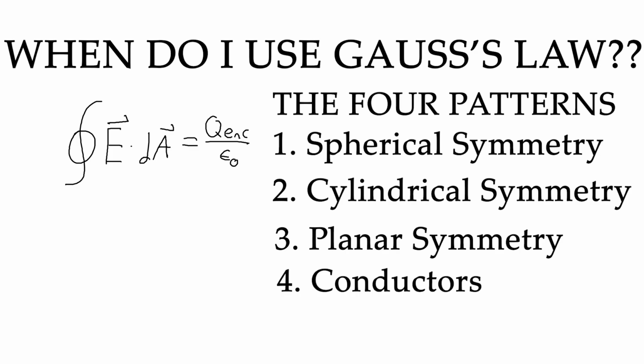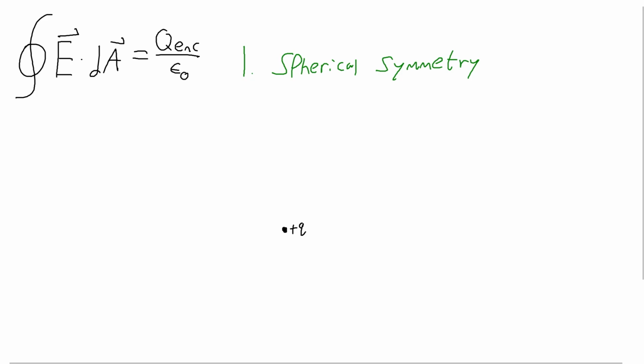Once you're able to recognize all of these four patterns and which one you should be using for your problem, almost all of Gauss's law problems will become simple for you. First pattern is spherical symmetry, and the easiest example of this is a point charge. The electric field has to point radially away from this point charge, and the only thing the magnitude of the electric field is going to depend on is the distance r from the point charge, and each of these electric field lines are all a distance r away from the point.